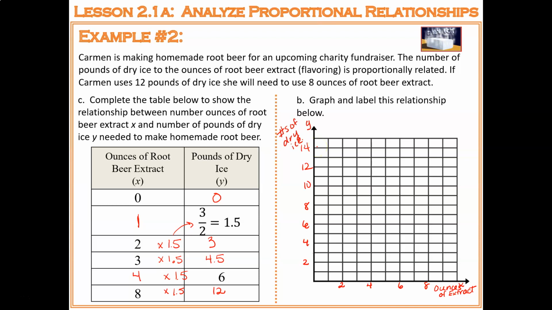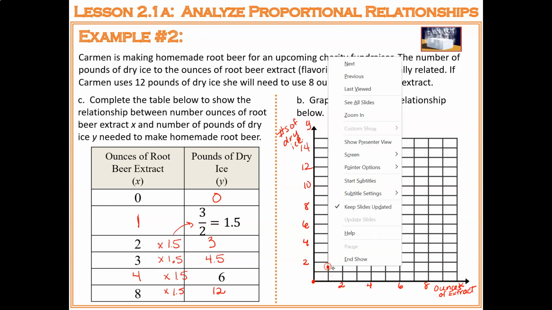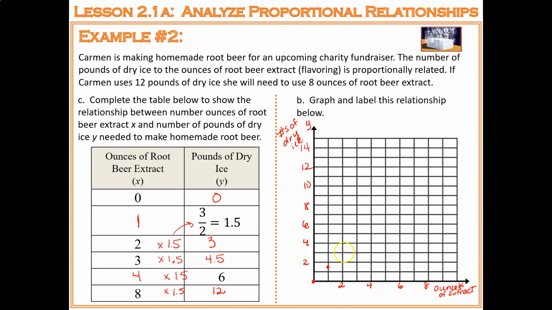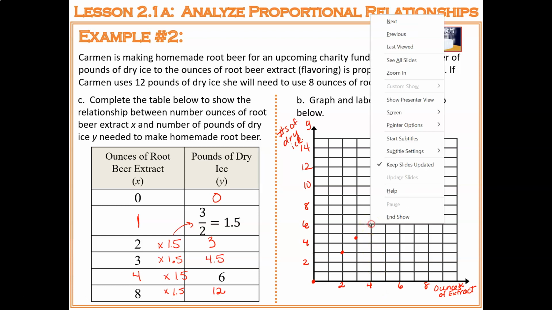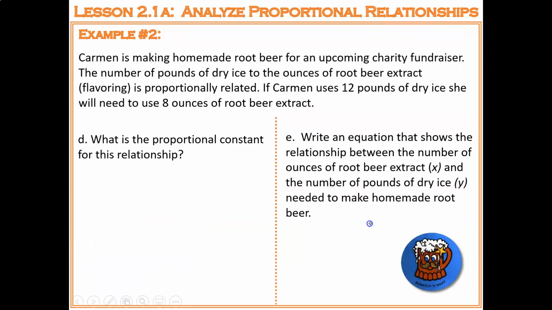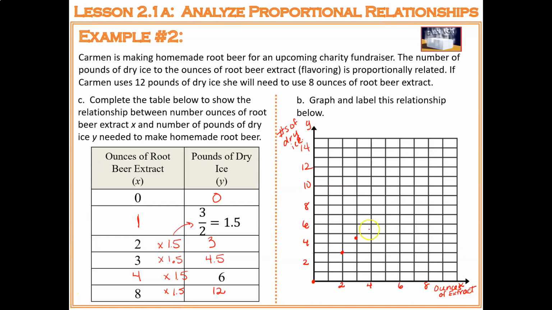Okay, so let's graph our points. I have my 0, 0. I have 1, 1.5. I'm going to graph in between. 2 is at 3. 3 is at 4.5. Skip 3. 4 is at 6. And then I have 8 is at 12 all the way up here.